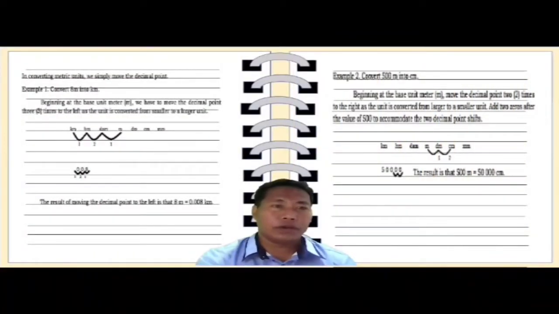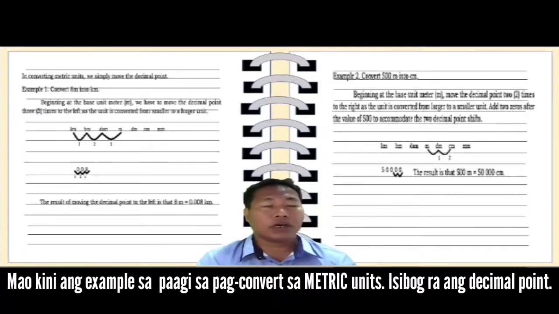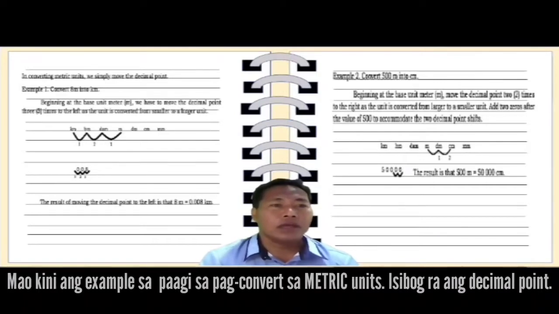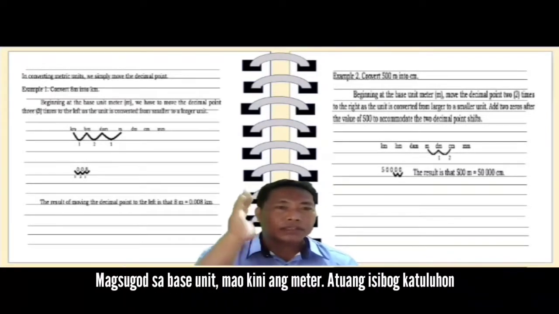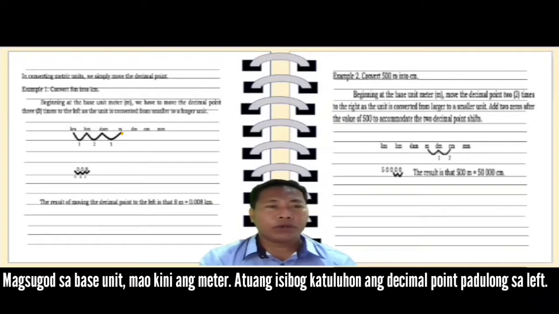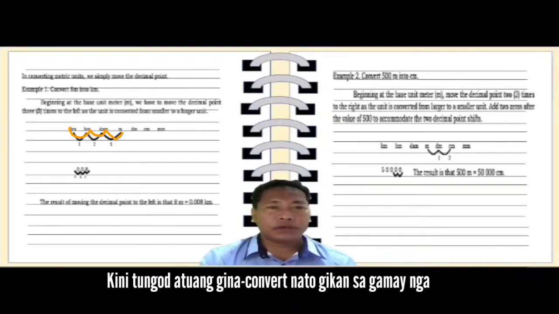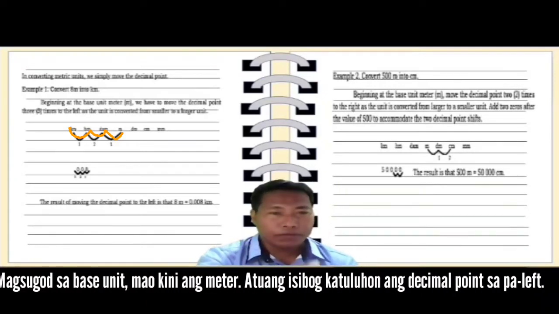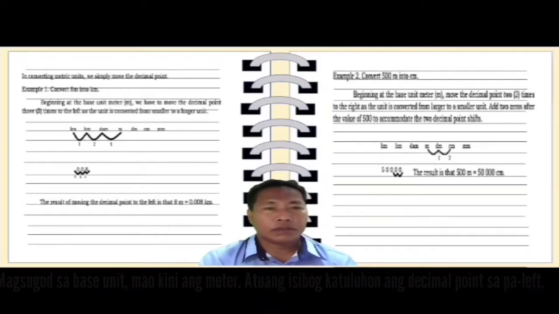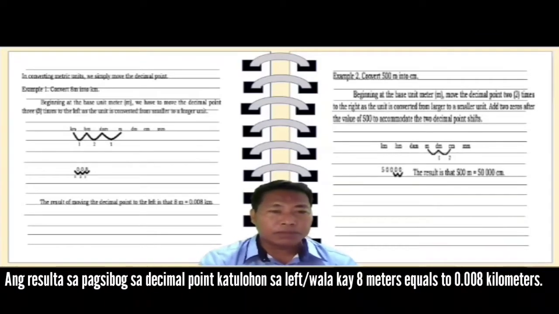Now, we have here a sample of converting the metric units. We simply move the decimal point. Okay? Sample number 1, convert 8 meters into kilometers. So, beginning at the base unit meter, we have to move the decimal point 3 times to the left as the unit is converted from a smaller to a larger unit. Okay, we have here a meter, we move left 3 decimal places to reach the kilometer, the larger unit. Okay, the result of moving the decimal point to the left is that 8 meters is equal to 0.008 kilometers.